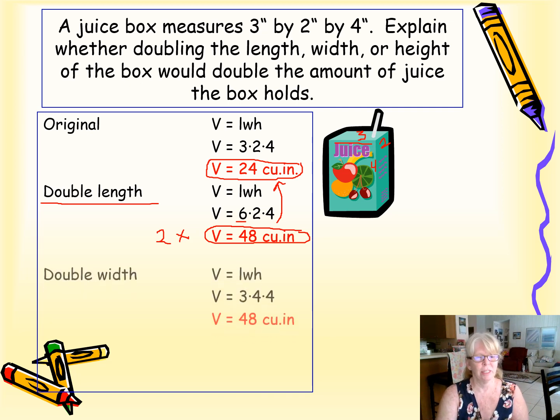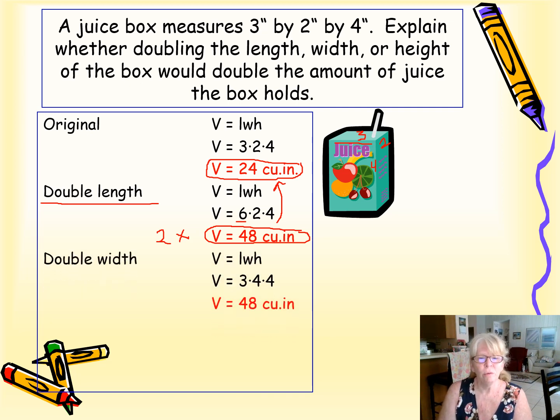Well, let's look and see what happens if you double the width. And of course, we're going to call this one the width. And 2 plus 2 is 4. So now we have 3 times 4 times 4, because instead of 3 times 2 times 4, the 2 got doubled. 3 times 4 times 4 is also 48 cubic inches. So it is 2 times greater.